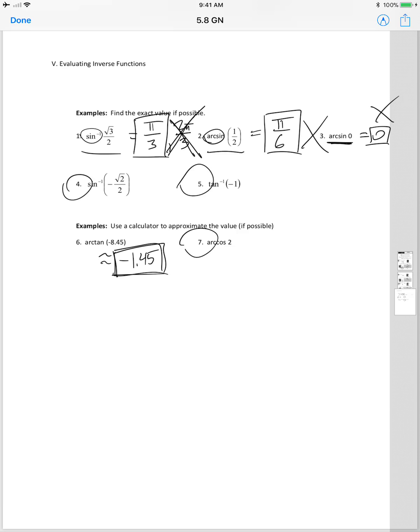So go ahead and try those circled problems on your own. Make sure to really understand where these inverse functions are coming from and understand why we use them. There's so many places out in the world where I need to figure out the angle of something, and these functions make that possible.